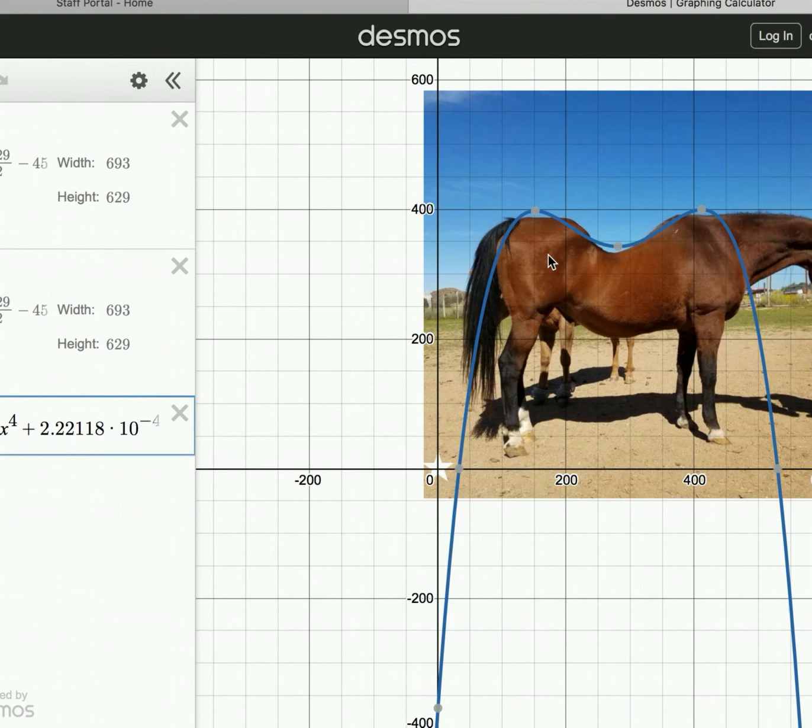And if I were trying to calculate, I don't know, the slope of the horse's back at any one point, I think that I've got a pretty good approximation of that here. And so this is how you can use sampling and your TI-84 and quadratic regression to put together a function that defines the outside edge of something.